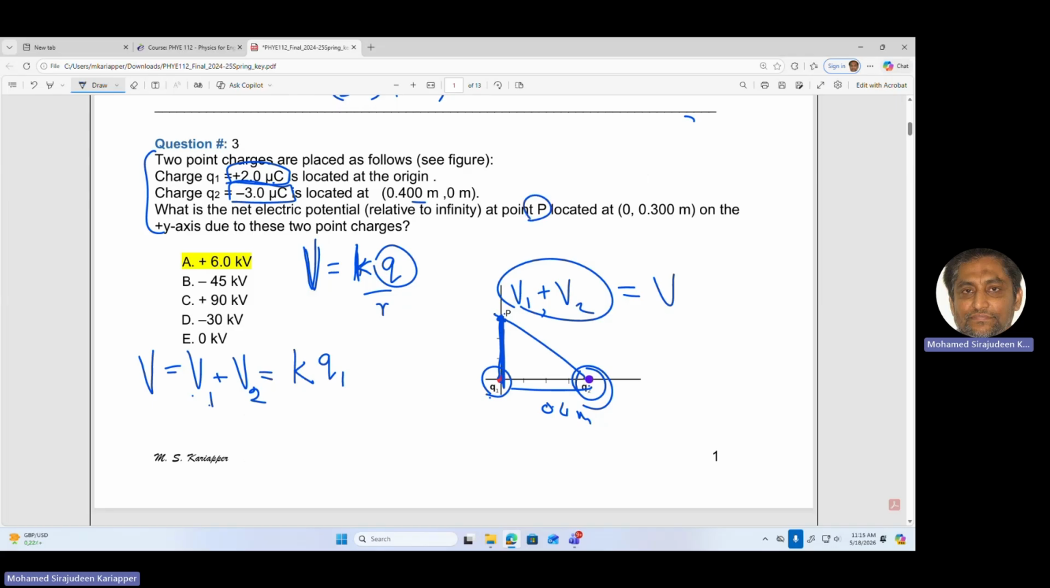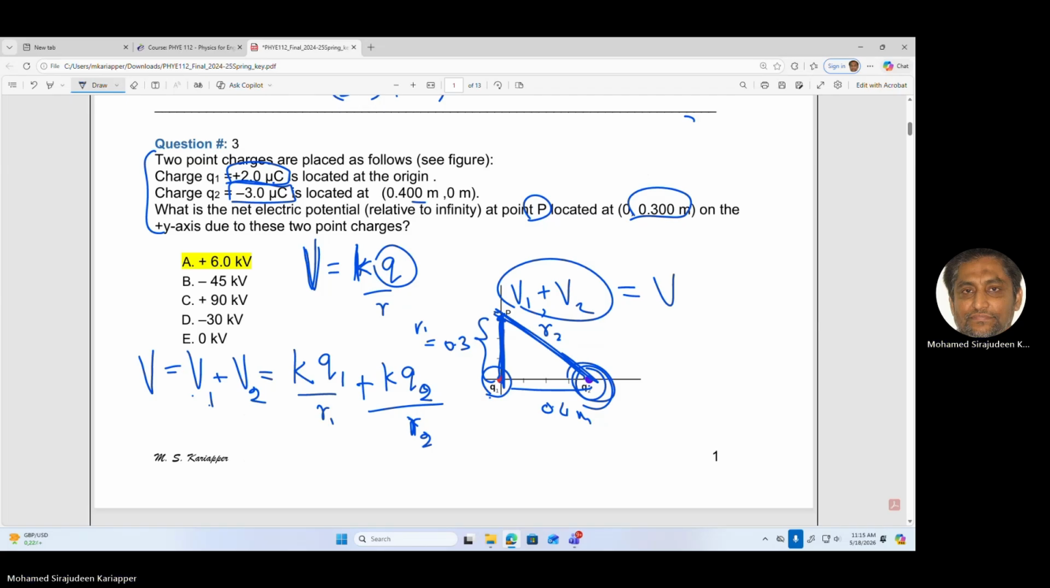Yes. The point P is located at 0.3, that means this is 0.3. So we know, but I'm not going to substitute anything yet. I will just call it R1, and put the symbols. Plus, the potential from this charge will be K Q2 divided by the distance from the charge to the point, which will be R2. I'll come to that later. So let me put it like that. Now we have the expression. All you have to do is substitute the values and calculate using the calculator.